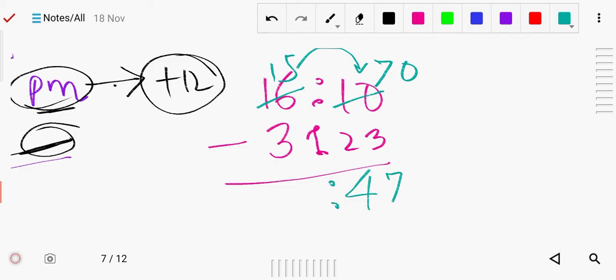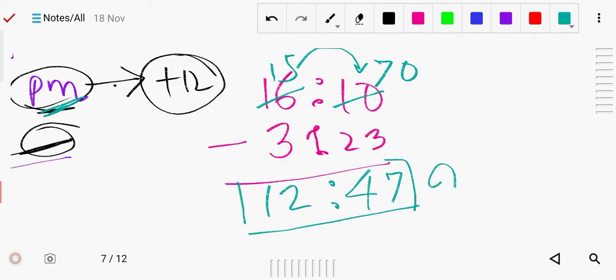We have already discussed this type of question in the previous chapters and exercises, so you know it. Now 15 minus 3 is 12. Now 12:47, and here it was PM, so your answer will be in the AM. So 12:47 AM is your answer.